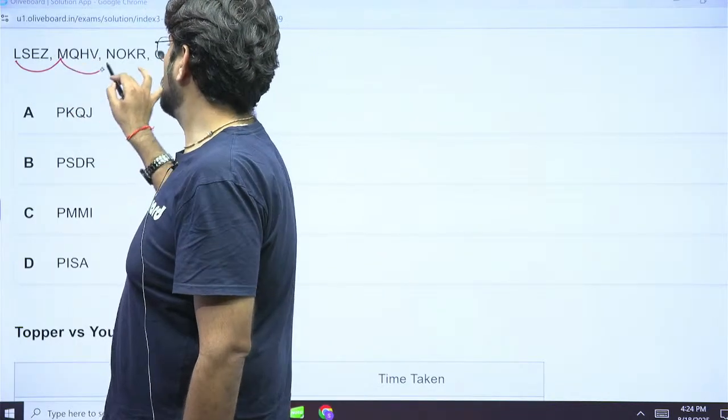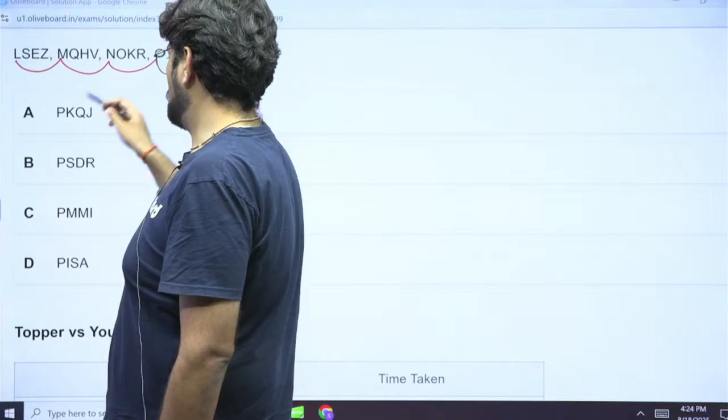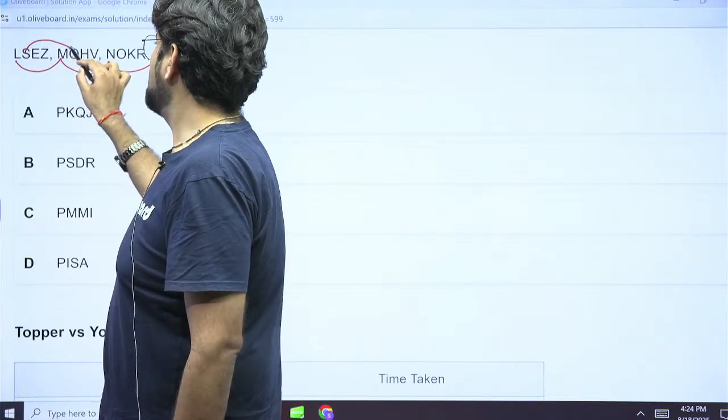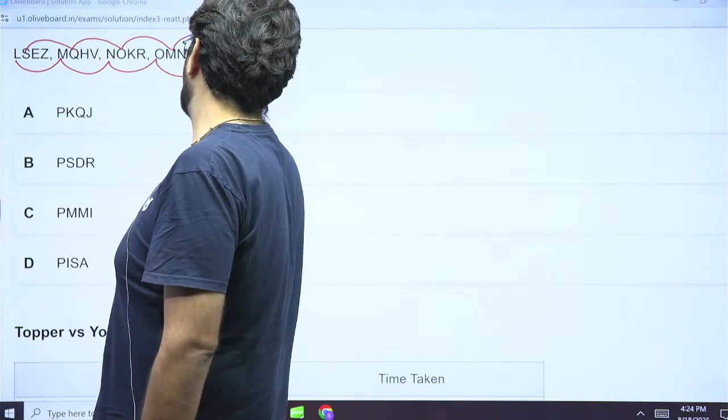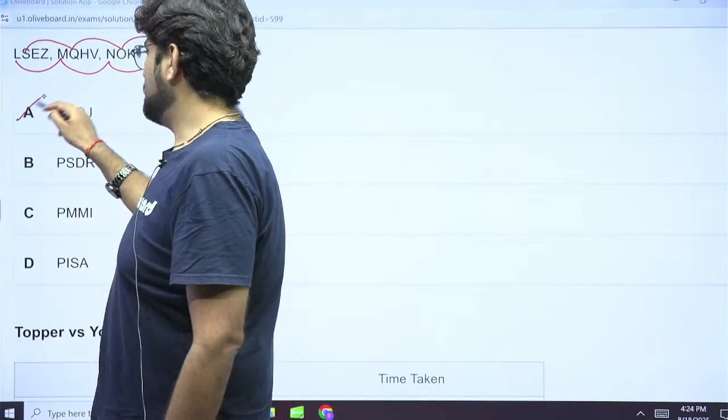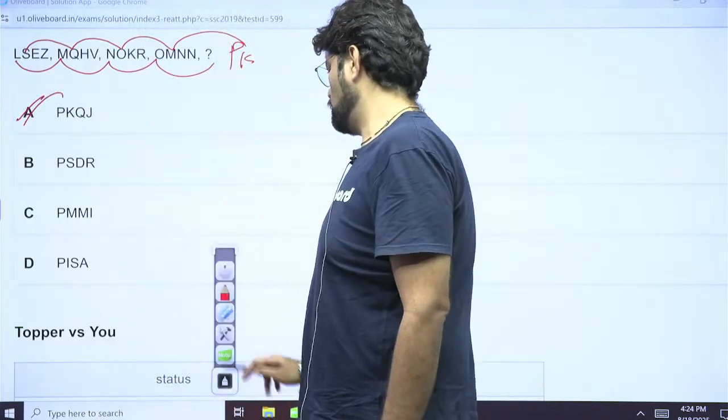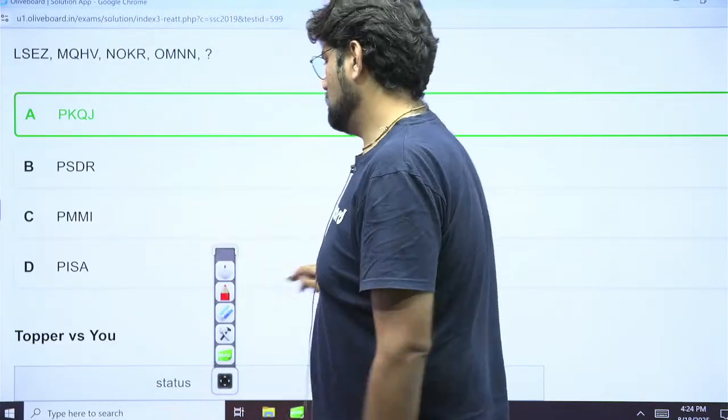12, 13, 14, 15, 16. We'll start with the P. Of course, we were 19, 17, 15, 13, 11. Second letter is K and we have our answer option A. Cool. -2 is what we were doing.